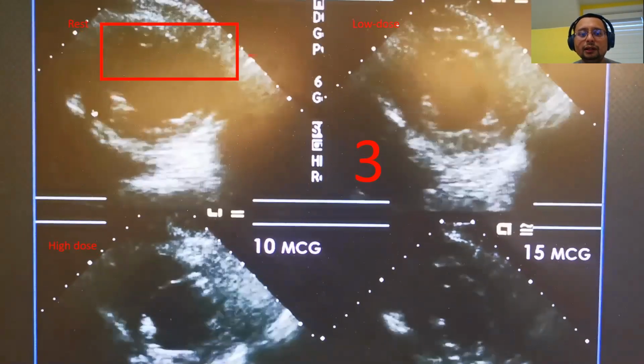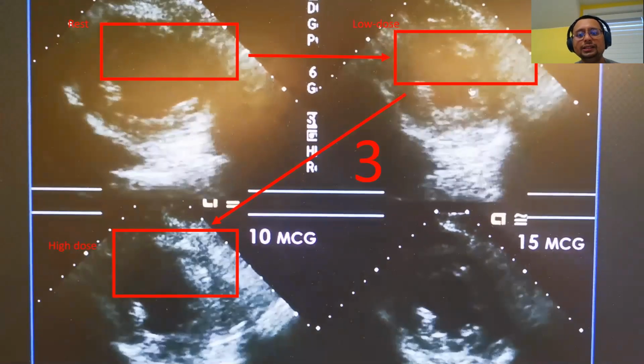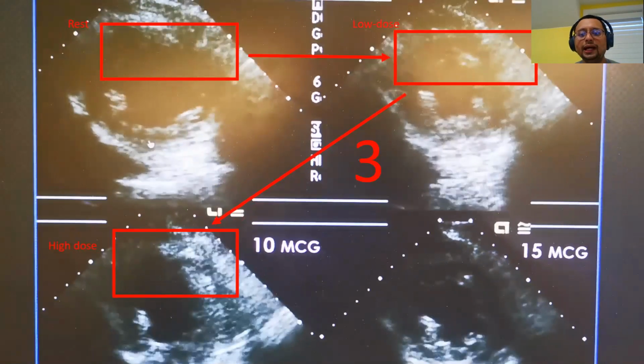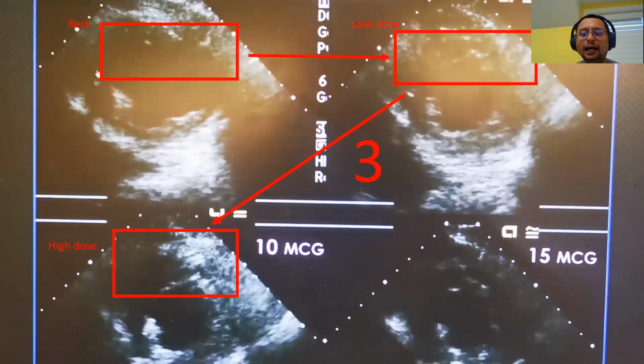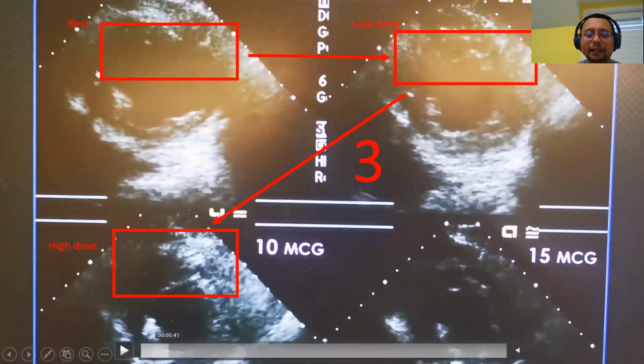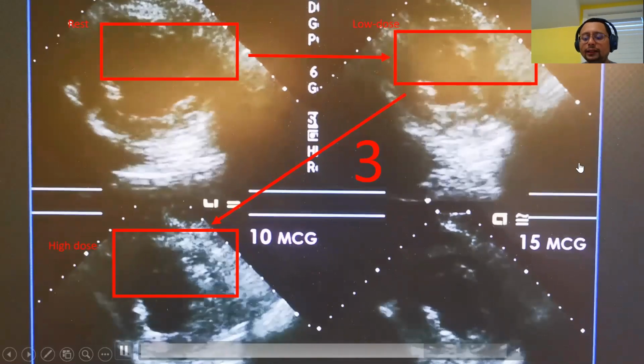If I were to just show you the LAD segment, just look at the changes between rest, low dose, and high dose. So at rest, it is hypokinetic. At low dose, it becomes hyperkinetic, so the contractility becomes better. However, at high dose, you can see it becomes hypokinetic again.